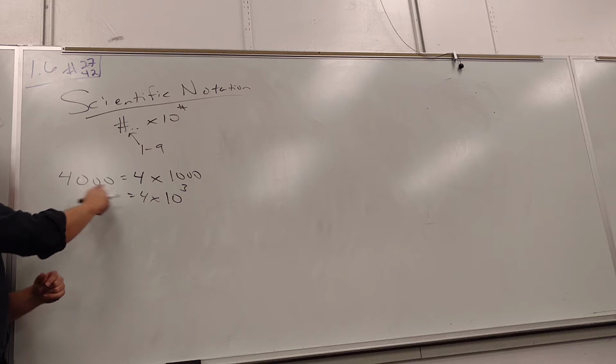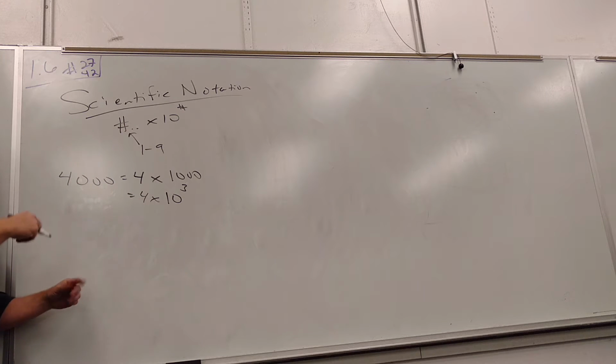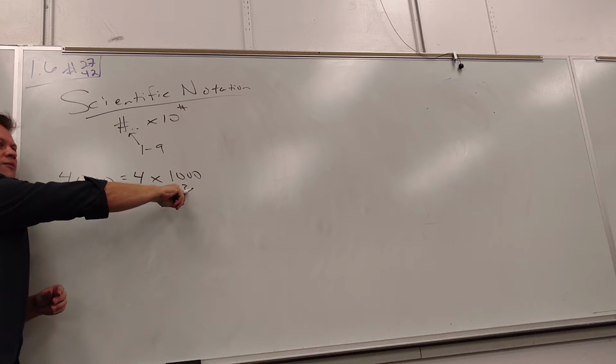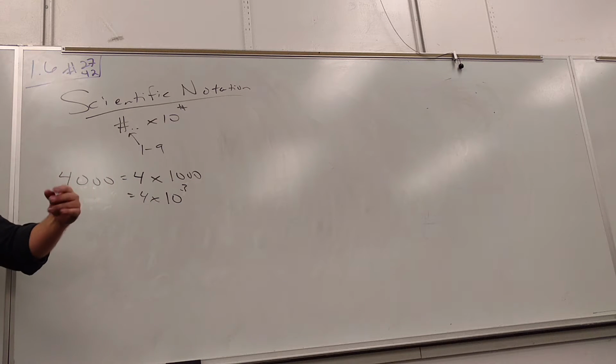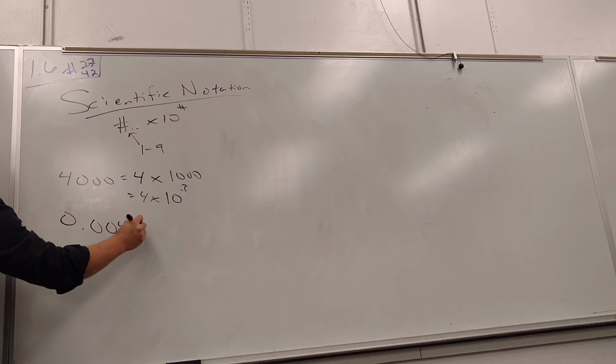I always hated when they taught left and right, because depending on which way you go, you move the decimal the other way. So when it's a big number, bigger than 10, you'll have a positive power. When it's a positive power, you'll end up with a bigger number. So let's see if I have a small number, like, what about this one? How do I write that as a fraction?